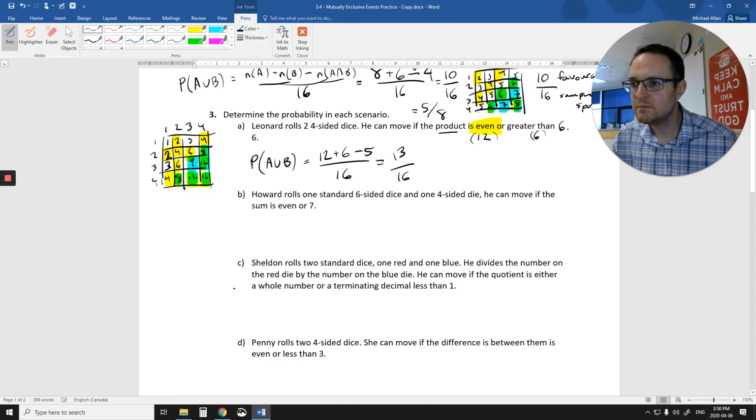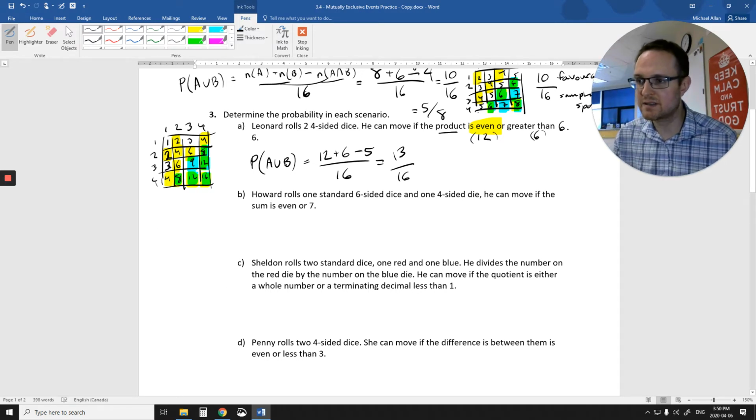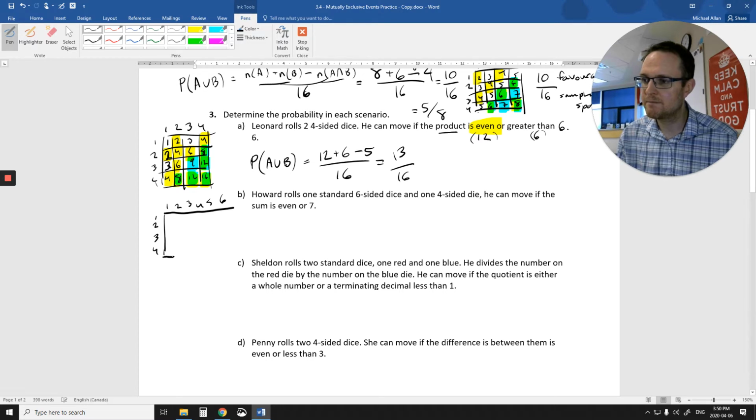Cool. Howard rolls one standard dice and a 4-sided dice. You can move if the sum is even or greater than 7. Okay, so this is going to be tricky because I haven't drawn this table. It's going to be a longer table because I need 1, 2, 3, 4, 5, 6 on this side, and then I only need 1, 2, 3, 4 on this side. So I need to figure my sample space. There's 4 by 6, so my sample space is going to be 24.